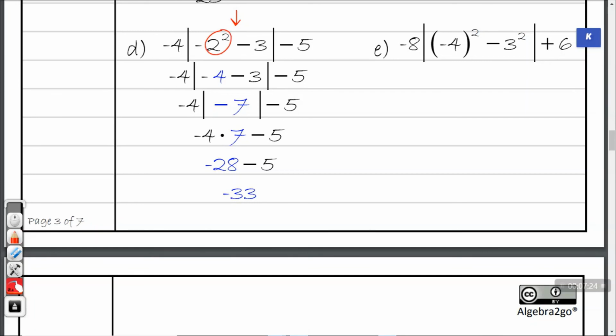Notice the 2 is being squared. We have the opposite of 2 squared. Notice that negative 2 is not in parentheses. So 2 squared is 4. The opposite of 4 is negative 4. That's why we have a negative 4 here. Negative 4 minus 3 gives me negative 7.